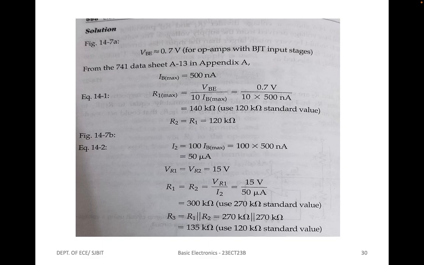Next, the second case is I2 equal to 100 times IB max, which is 100 into 500 nano amperes. So this gives the I2 value as 50 microamperes. VR1 is equal to VR2, which is equal to 15 volts, and making R1 equal to R2, we get a value of around 300 kilo ohm. So a standard 270 kilo ohm resistor can be used. R3 is equal to R1 parallel R2, so we get the value for R3 as 135 kilo ohm.